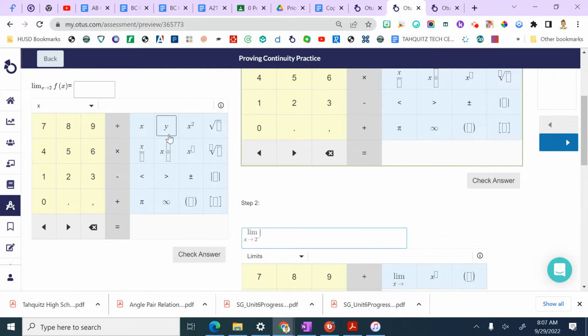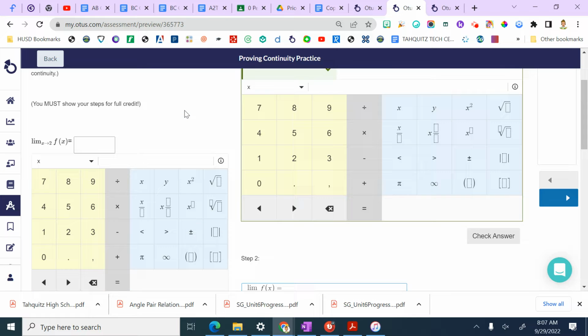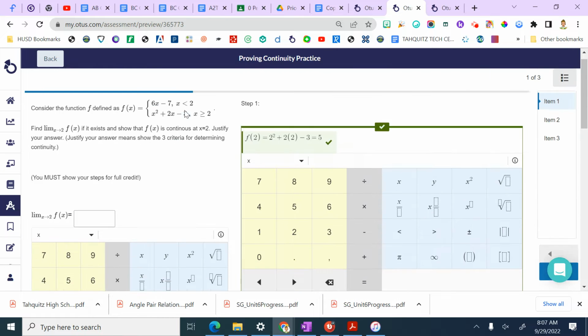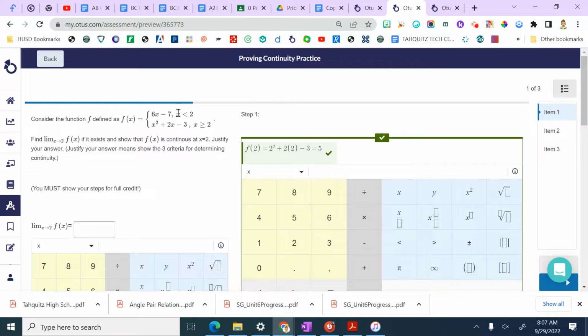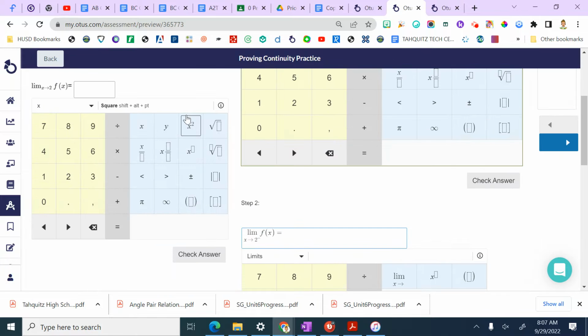I just said f of x. f of x equals. I don't know what my brain at 4 o'clock this morning said to do it that way, but that's how we're going to do it, okay? And then we're going to go ahead and plug into the branch I need to plug into. So am I plugging into the top branch or the bottom branch? Top branch. So I'm going to do 6 times 2 minus 7. 6 times 2 minus 7.